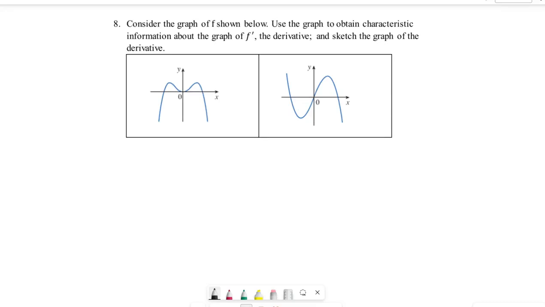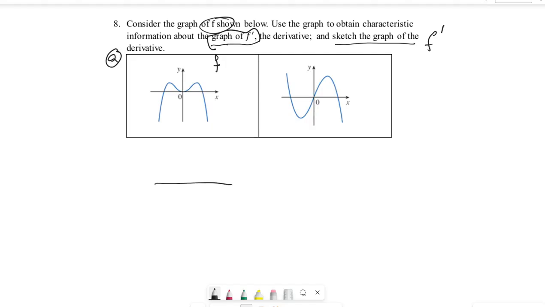Here's question number 8. Consider the graph of function f. So this is the graph of function f. Use the graph to obtain characteristics about the graph of f prime. We need to sketch the graph of the derivative f prime. There are two parts. Let's do A first.